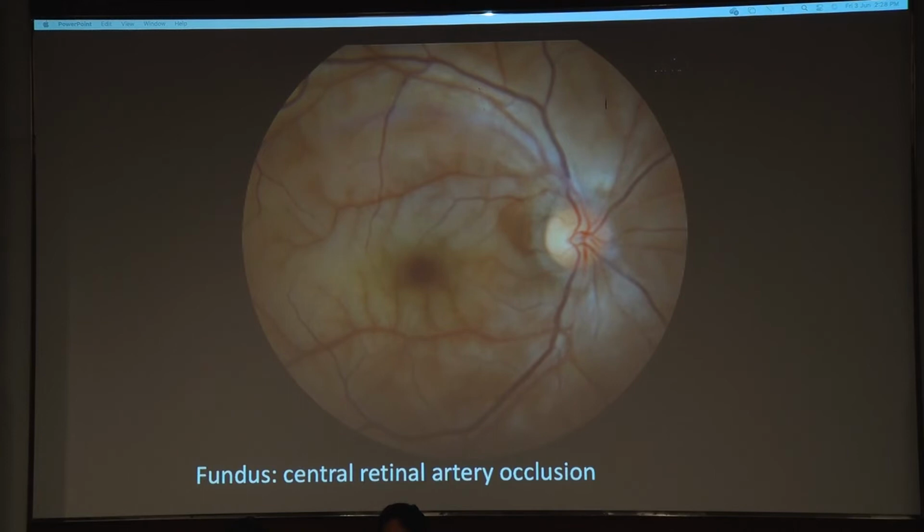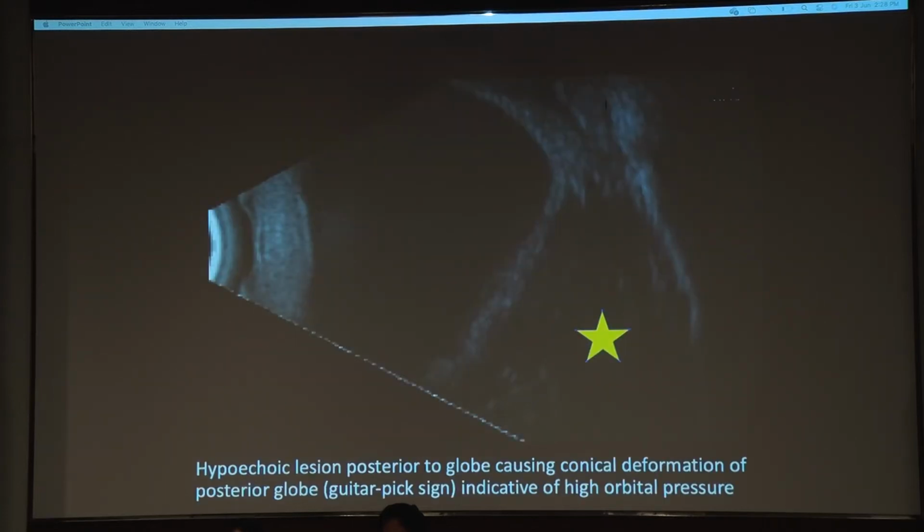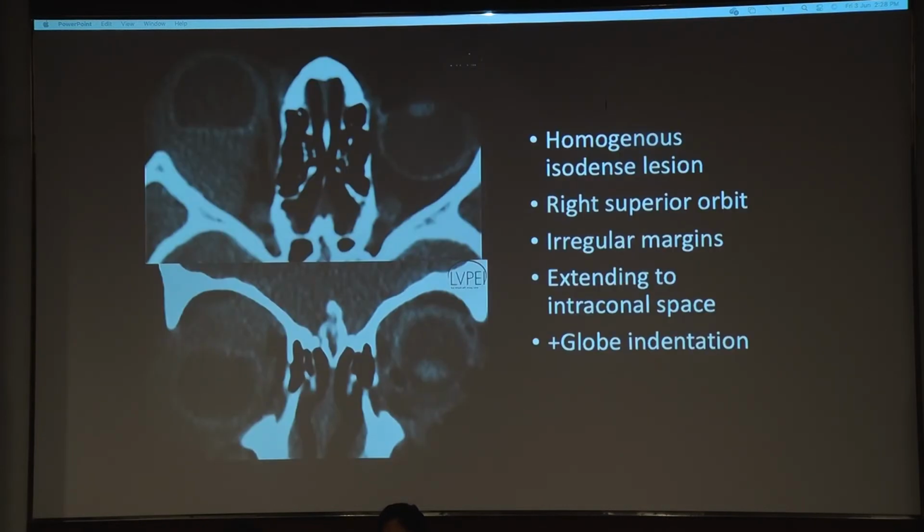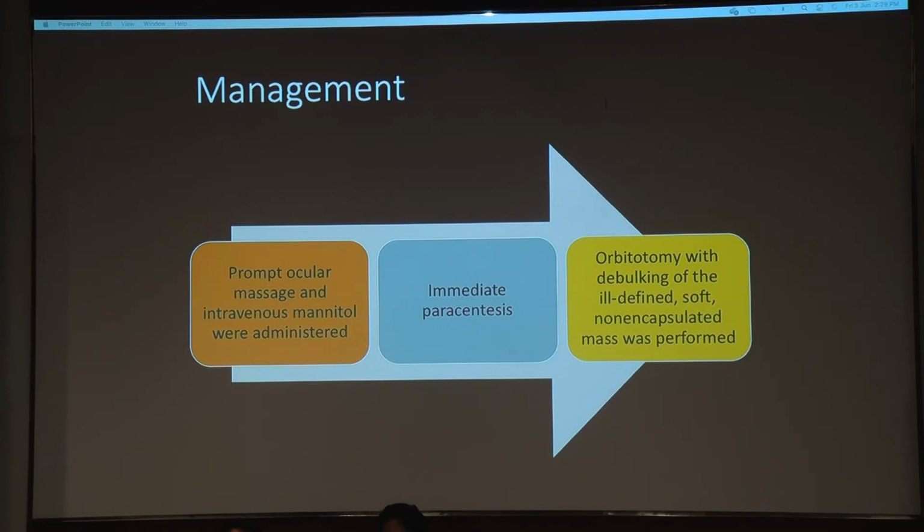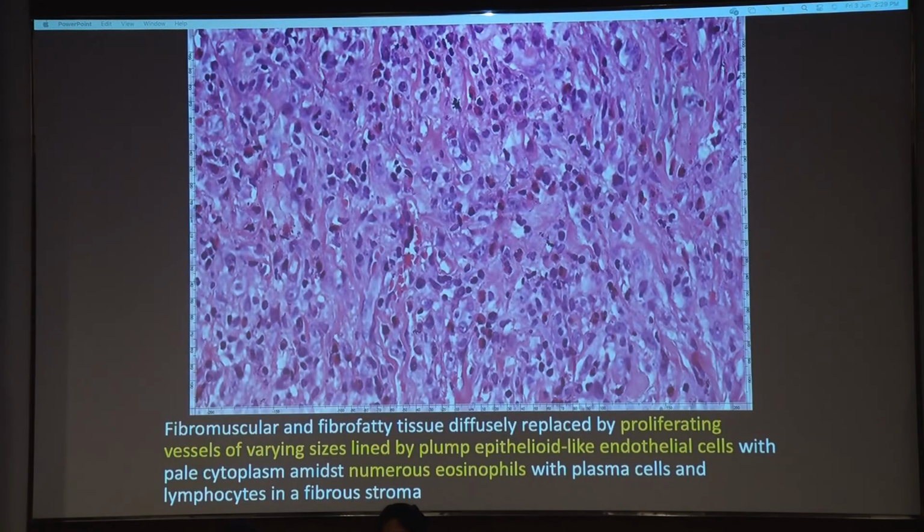This was what the fundus picture showed, with retinal edema and a central cherry red spot suggestive of central retinal artery occlusion. An ultrasound of the orbit showed a hypoechoic lesion causing significant pressure on the globe and optic nerve. CT confirmed the presence of an orbital mass lesion. And in view of the central retinal artery occlusion, an ocular massage with IOP lowering therapy was administered, followed by a paracentesis. She was then taken up for orbitotomy, where the lesion was noted to be very irregular and non-encapsulated.